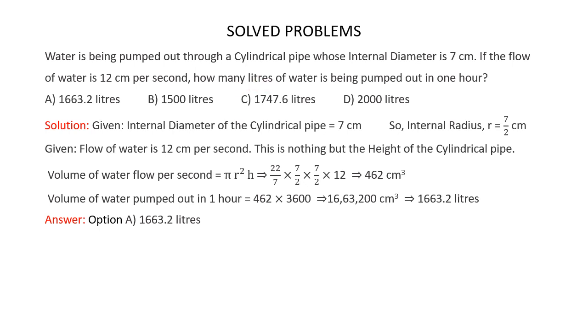Now to convert centimeter cube to liters, you have to divide by 1000. So when you divide 16 lakh 63,200 centimeter cube by 1000, you get 1663.2 liters. So volume of water being pumped out in 1 hour is 1663.2 liters. The correct answer is option A, 1663.2 liters.